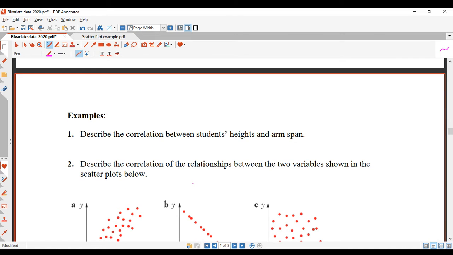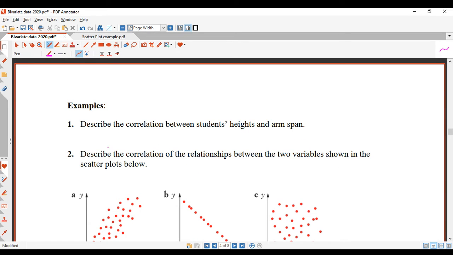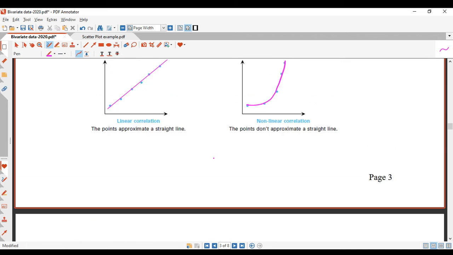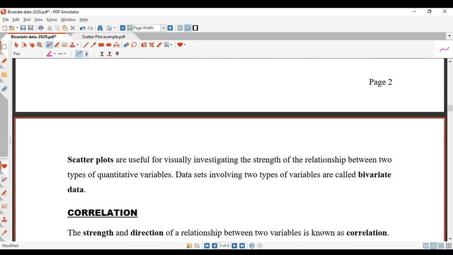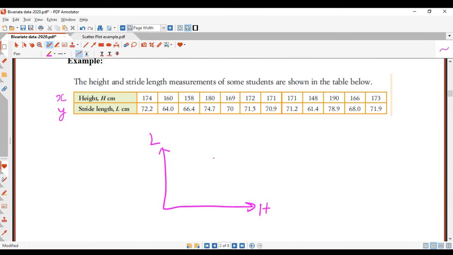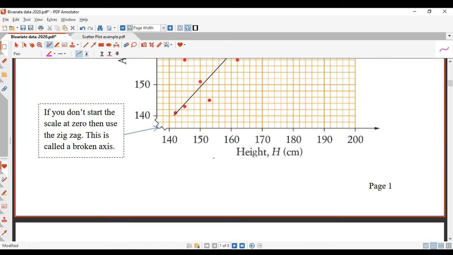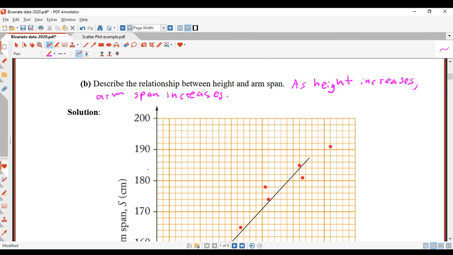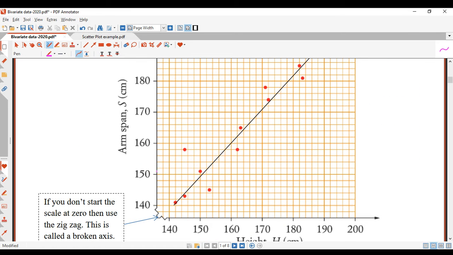Okay, so let's have a look at first example. Describe the correlation between student heights and arm spans. So if we go back to the height and arm span data, which is back here. Here we go. We've got the heights and the arm spans. Now, the correlation is positive, isn't it? So positive correlation because the line is going up from left to right. We've got a positive gradient.